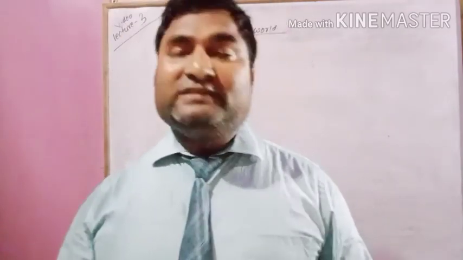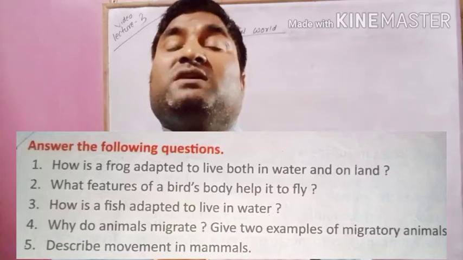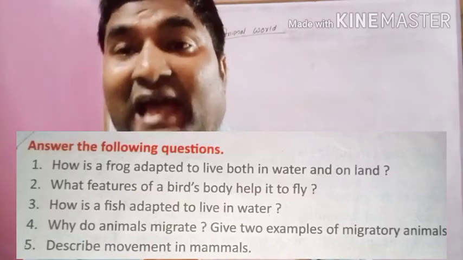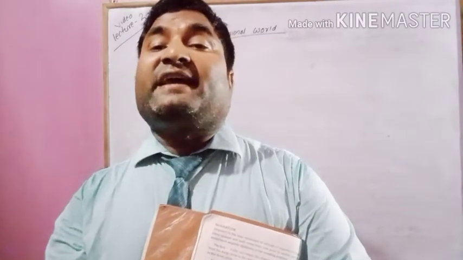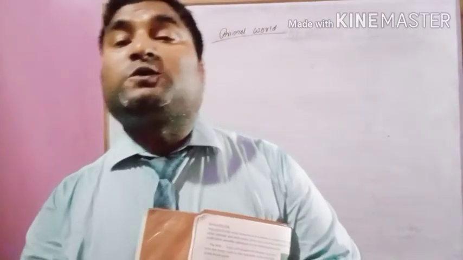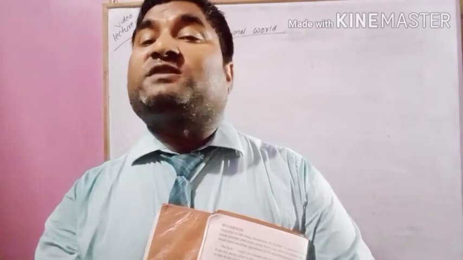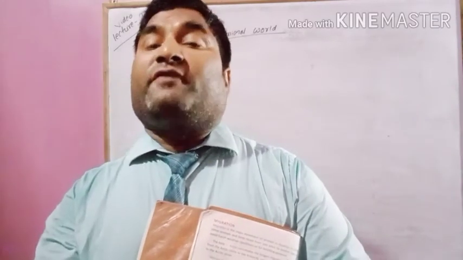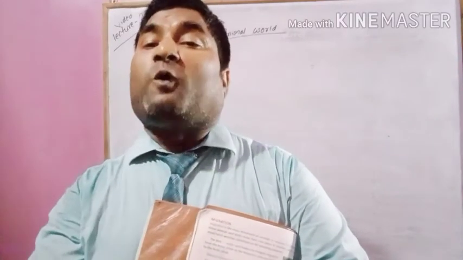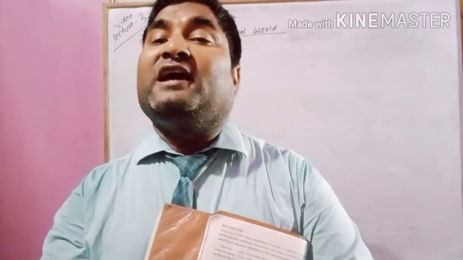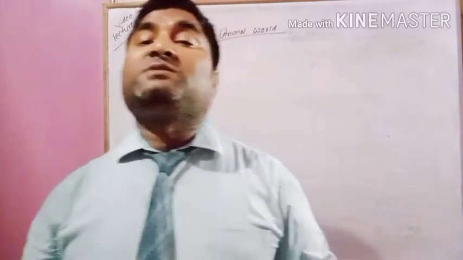Describe movement in the mammals. All mammals have four well developed limbs. With the help of these limbs, they can move from one place to another. Human being is also a mammal, but in case of human beings, the forelimbs are used to hold any object, and with the help of hind limbs, human beings move from one place to another.